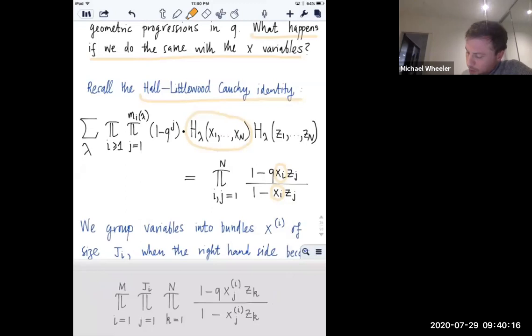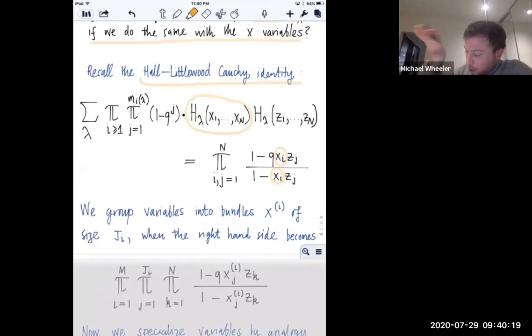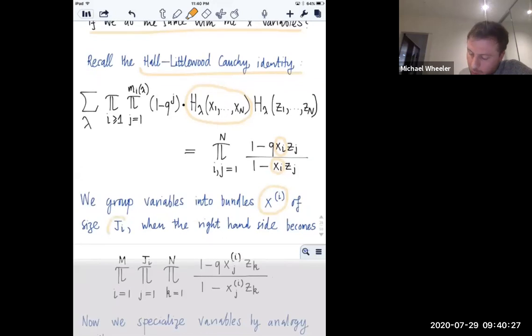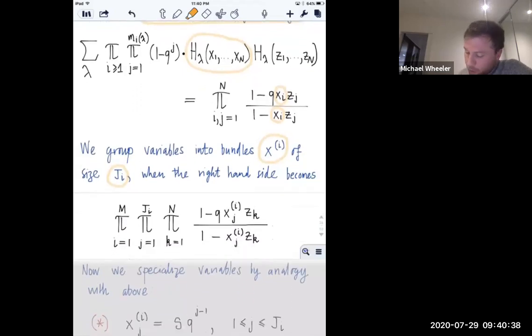I'm going to take that collection of n variables and split them up into bundles x with the superscript i. The size of the bundles is going to be denoted by j's again. Obviously these are not the same j's as before, but I've just used the same letter. If we do this, you get this expression. The first product here is a product over the bundle index, and this thing here is a product within each of the individual bundles. And so we end up getting this.